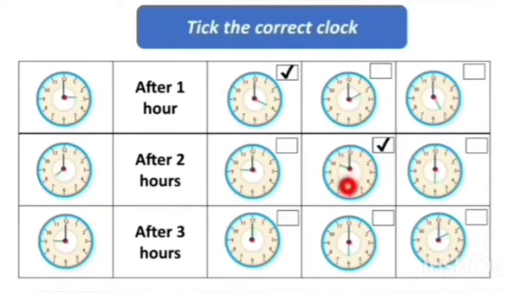Let's see the next clock. The hour hand is at 9 and the minute hand is at 12. So what is the time in the clock? 9 o'clock. Very good. And we have to find out after 3 hours what will be the time. 12 o'clock, 6 o'clock or 2 o'clock. What will be the time after 3 hours? 10, 11 and 12. So the answer will be 12 o'clock. So after 9 o'clock, after 3 hours, the time will be 12 o'clock.